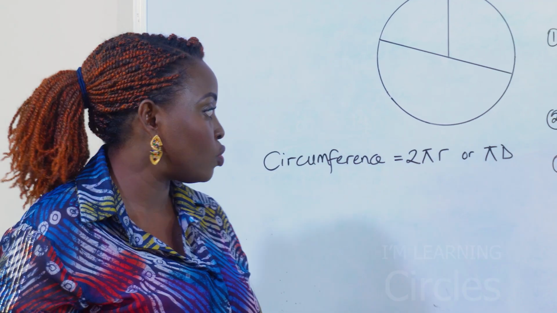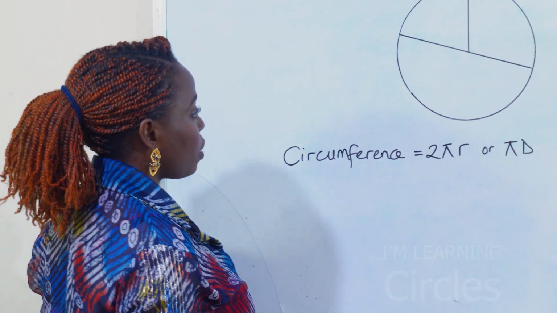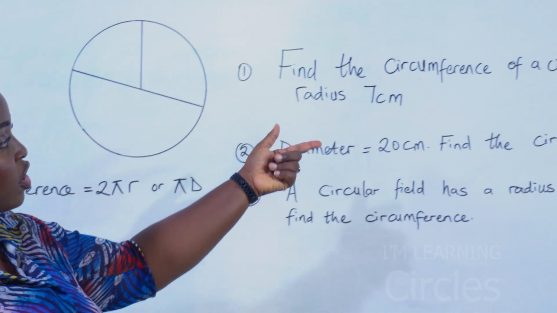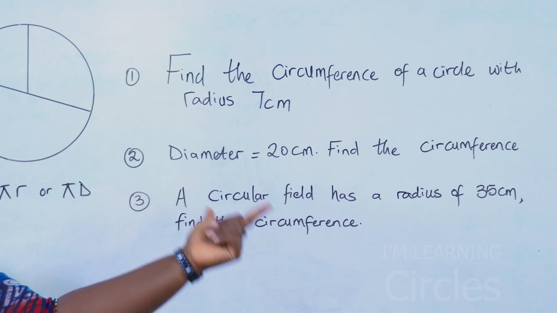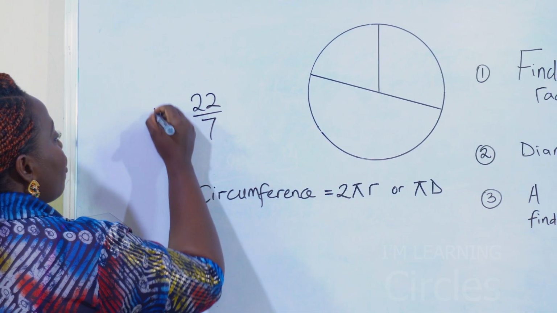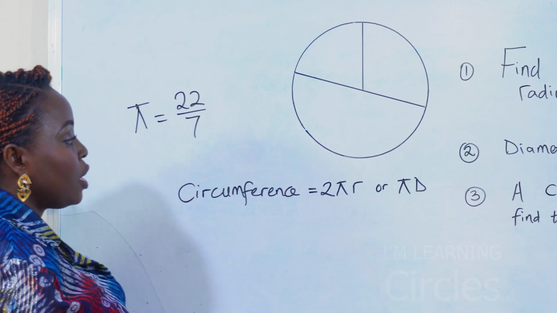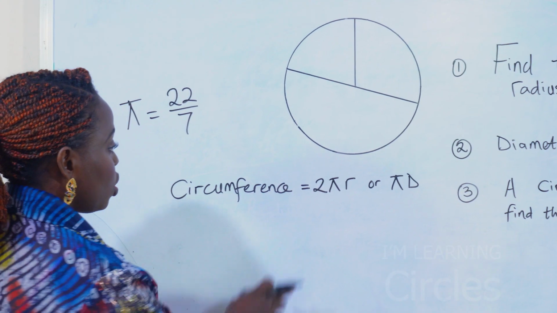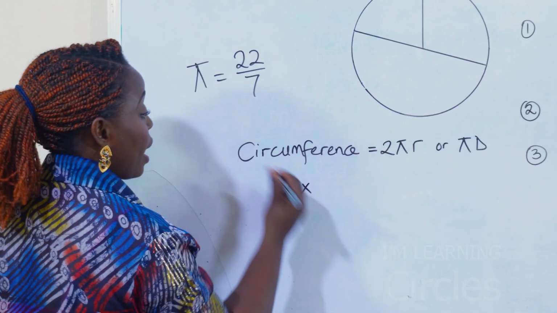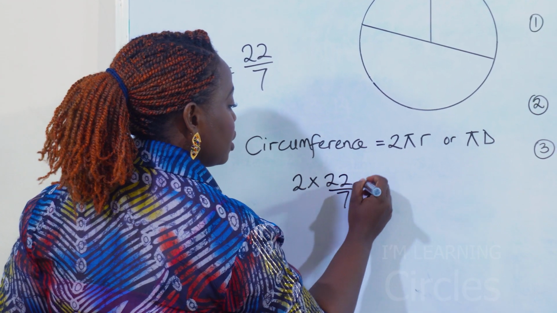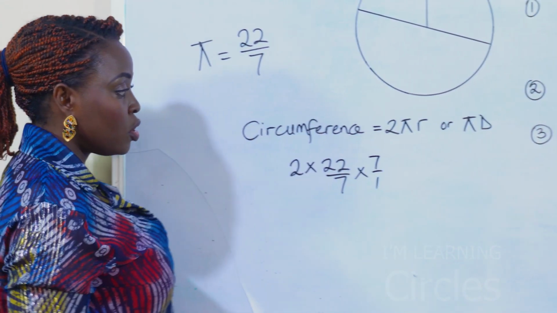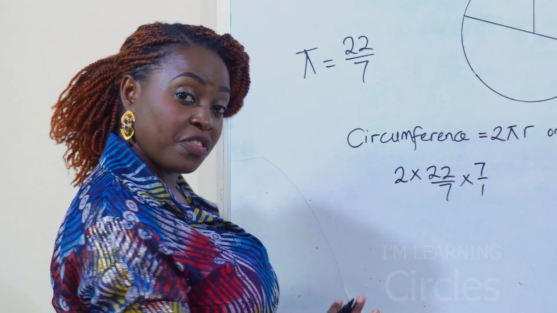Okay, so now let's look at the first question. The first question says, find the circumference of a circle with radius 7 centimeters. We're going to be taking 22/7 as our value for pi. So now let's put that into the equation. Let's use the first formula that says 2 pi r. So 2 times pi, which is 22/7, times our radius in the first question, which is 7. So this is the way to express the first question.